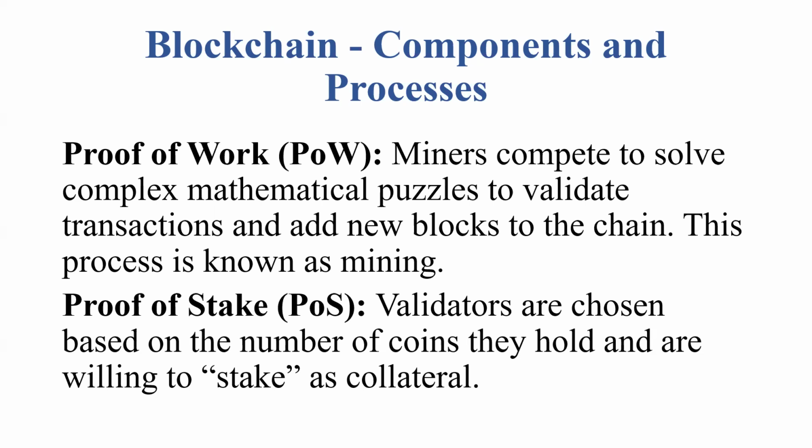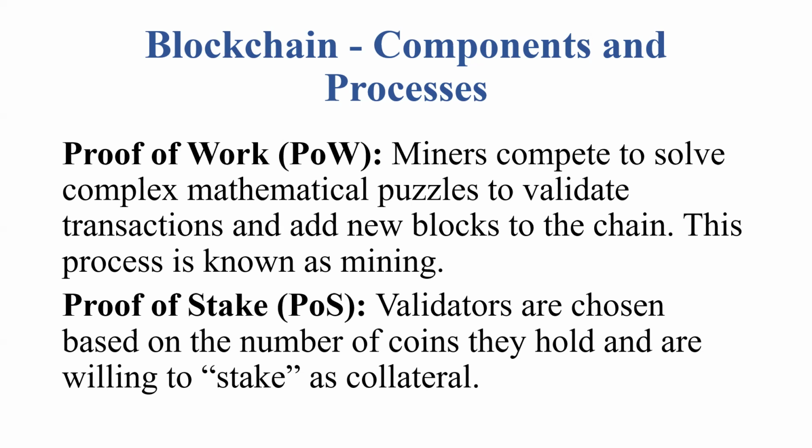Other nodes, which are the computers, if you recall, verify that the solution is correct and that the block is valid. If it's valid, the block is added to the blockchain, and the winning miner gets a reward, usually new coins plus transaction fees. Now, an example of a blockchain that uses proof of work as consensus mechanism is Bitcoin.